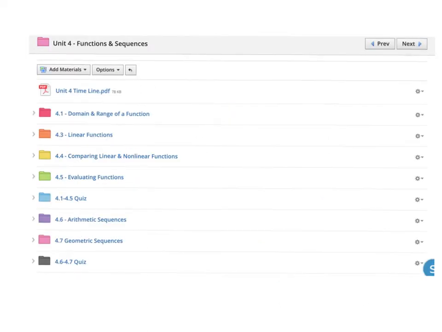Here is what your functions and sequences unit is going to look like. It's in a pink folder and will be published on Monday morning. Right here, I'm going to have the intro video. This is what I'm making right now, so as soon as I'm done with this, I will add that in. And then there's the timeline, which we're going to talk about first. Then we're going to go through each one of these folders so that you can see what is in it and what is expected.